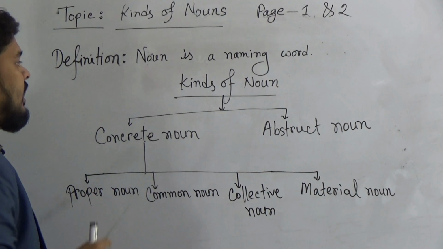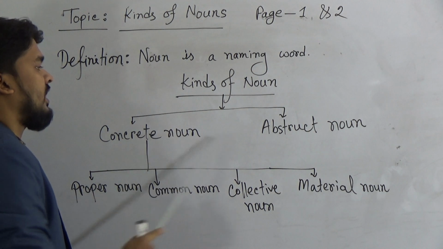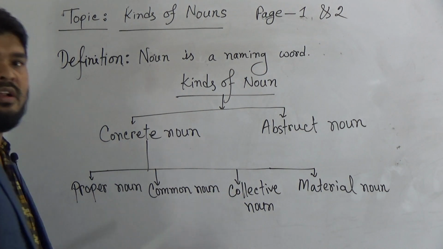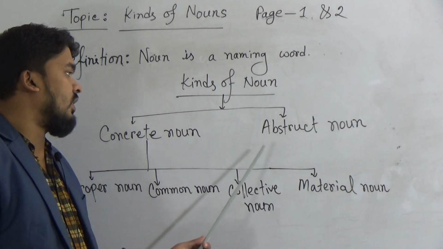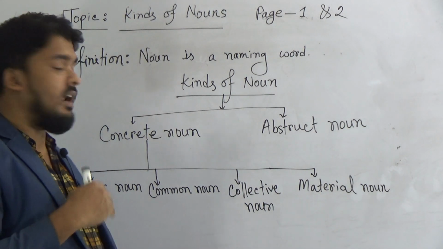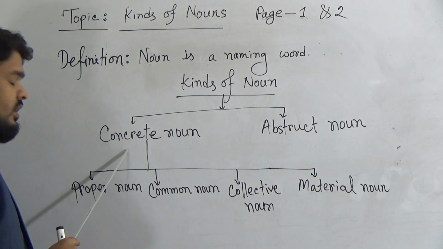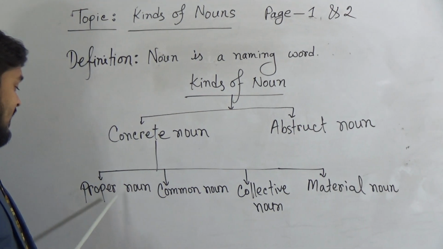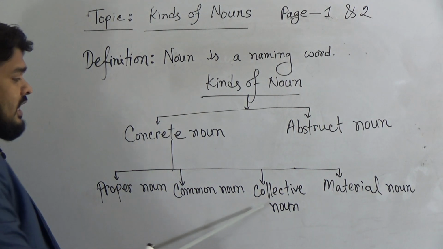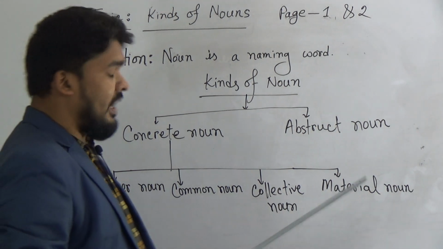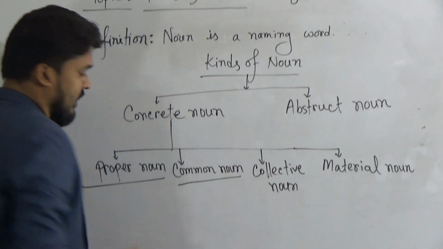First of all, you can divide. Noun is divided into two types, mainly two types: concrete noun and abstract noun. Concrete noun, that means this noun can be seen, can be touched. On the other hand, abstract noun can't be seen. This concrete noun is also subdivided into four types: proper noun, common noun, collective noun, and material noun. Today I am going to discuss proper noun and common noun.